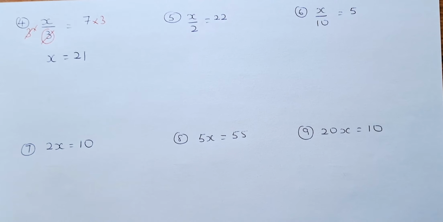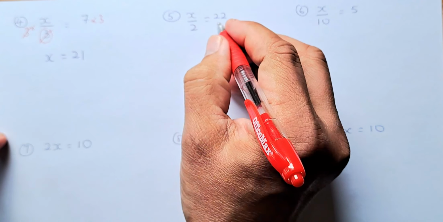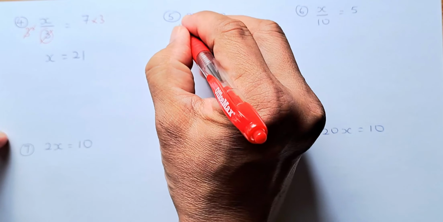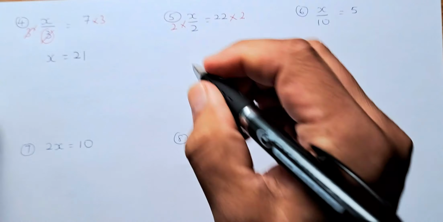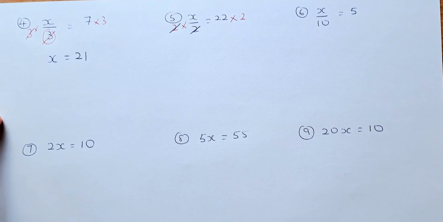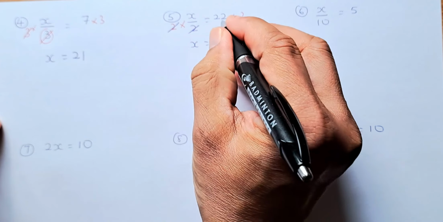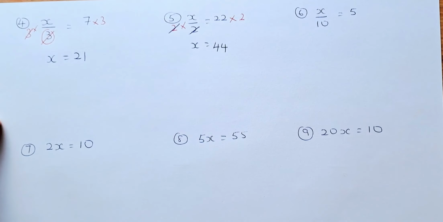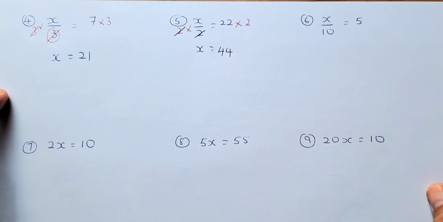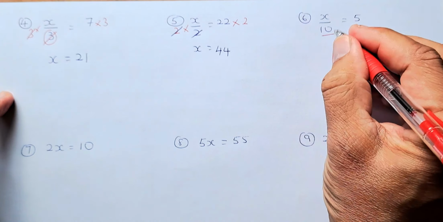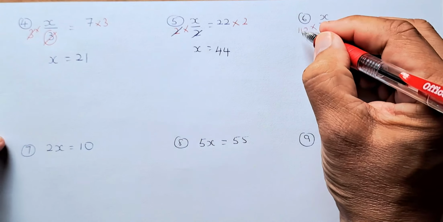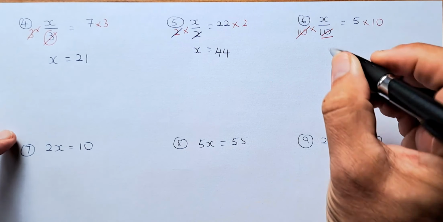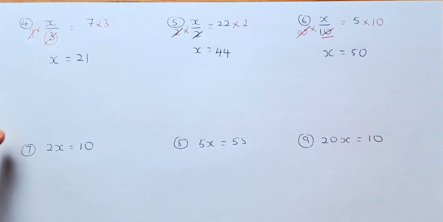Similarly, for example 5, x over 2 equal to 22. To get rid of this 2, you need to multiply by 2. When you multiply by 2 on the left, you must do the same on the right. So these 2s will cancel out, because 2 divided by 2 is going to be 1. What's left is x equal to 44, because 22 times 2 is 44. And last but not least, if you have x over 10 equal to 5, you need to get rid of this 10. You multiply by 10 on both sides. The 10 will cancel out, so what's left is x equals 50.